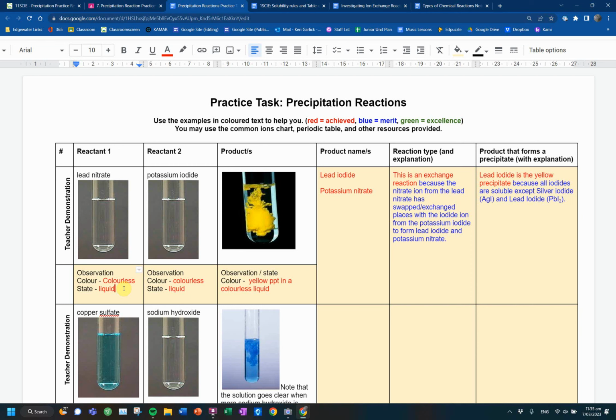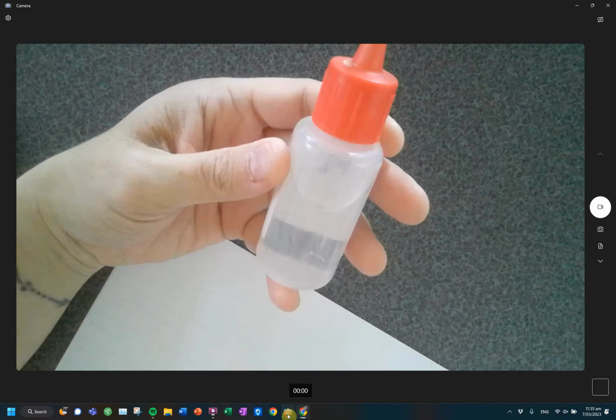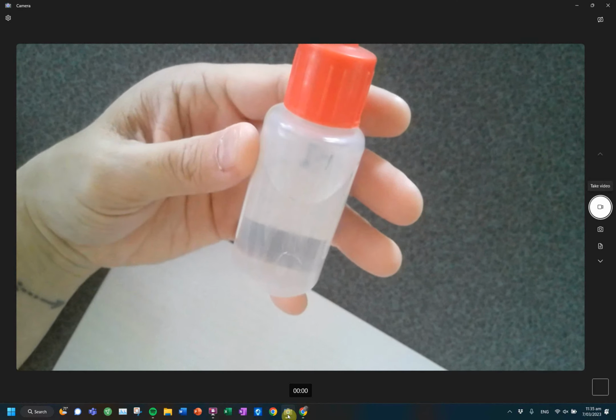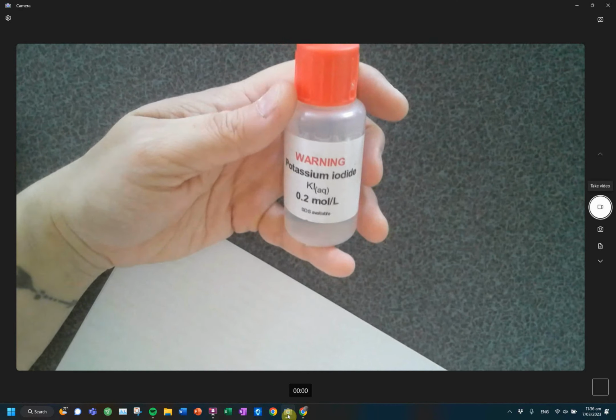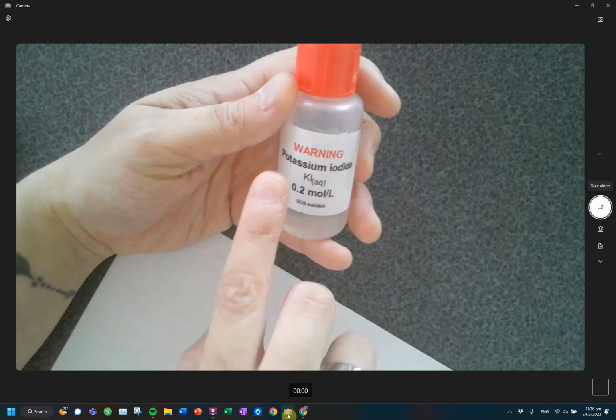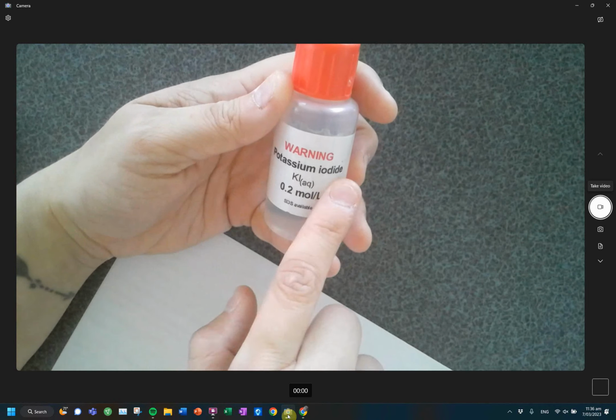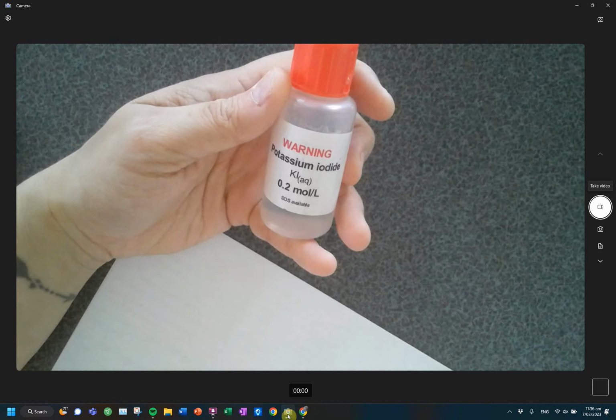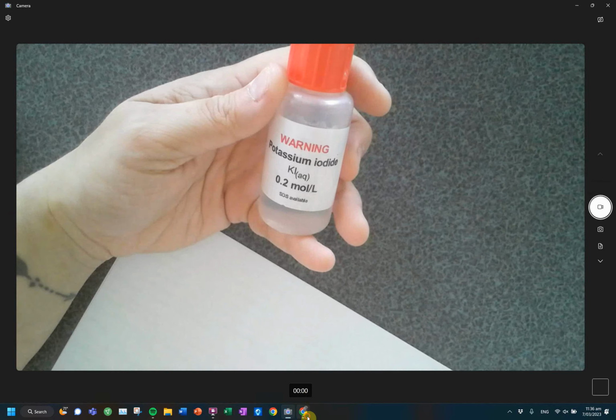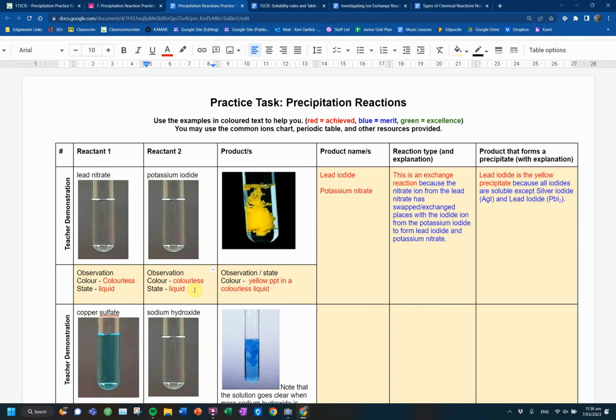Next one we have is my potassium iodide. I'll hold the bottle up so you guys can all see it, and I'll put it underneath the screen, but we can see that this here is another colorless solution, and it has a warning. We can see it has the name potassium iodide, and it has the symbol as well. This one says aqueous on it, but I don't know why they didn't do it here. Do we want to be picky, or should we just leave it?